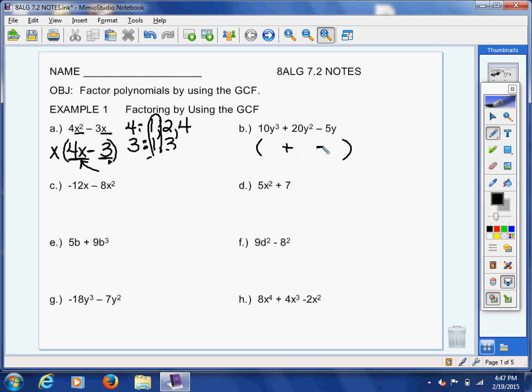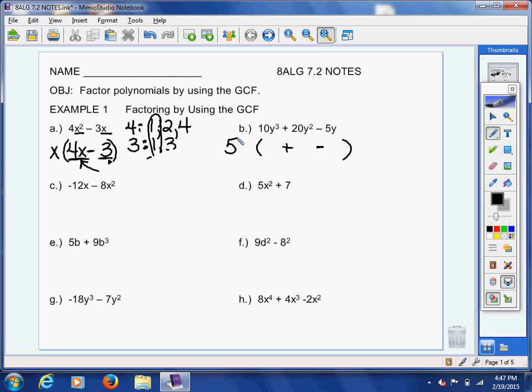So start with the numbers 10, 20, and 5. What's the GCF? What's the biggest number that's a factor of all three of those numbers? Good job. If you said 5, you're exactly right.